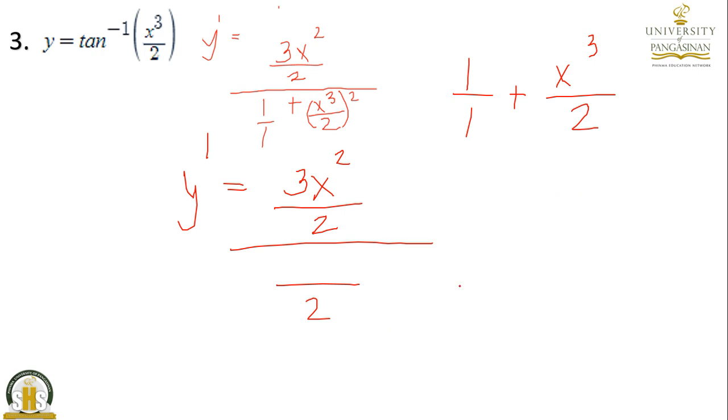So, the LCD is 2. So, what is our numerator? 2 divided by 1 is 2 times 1 is 2, plus 2 divided by 2 is 1, then multiply natin yung x cube. So, 2 plus x cube. Please double check. Double check the solution.